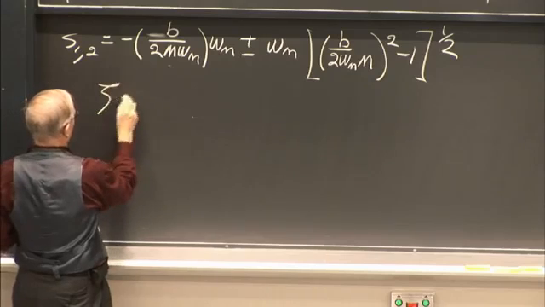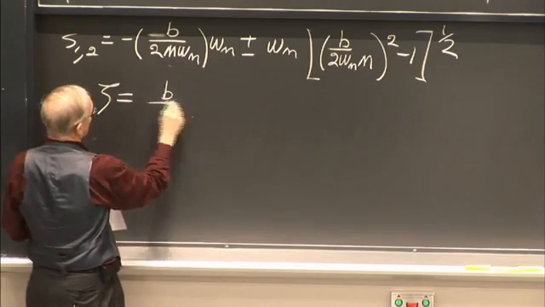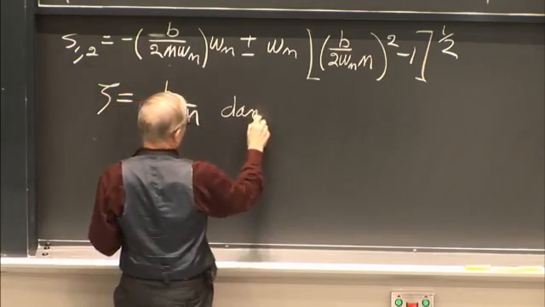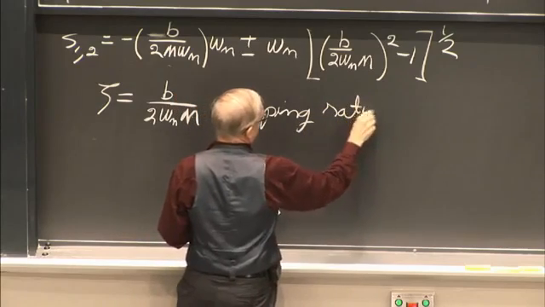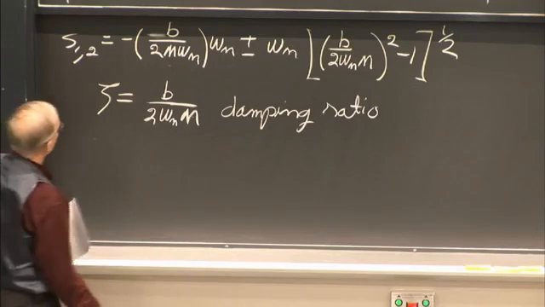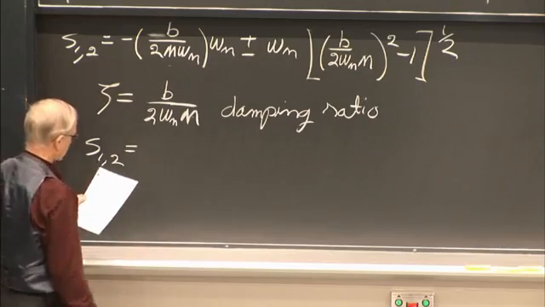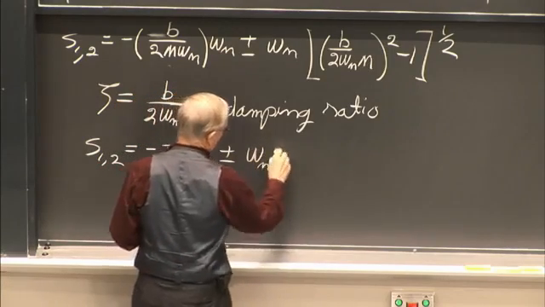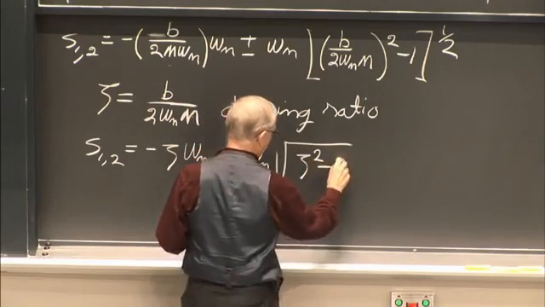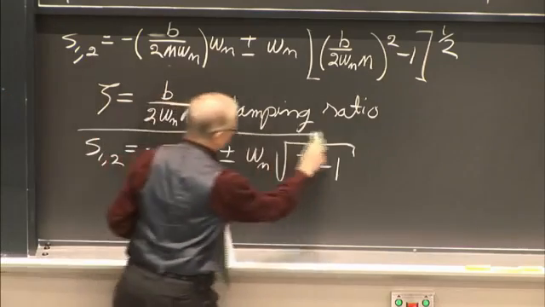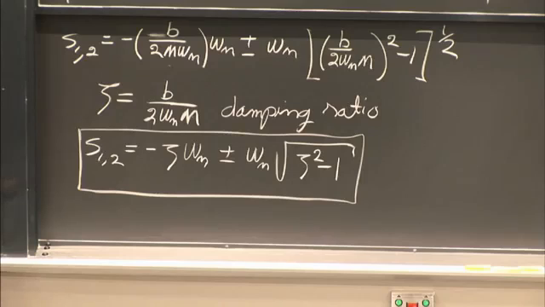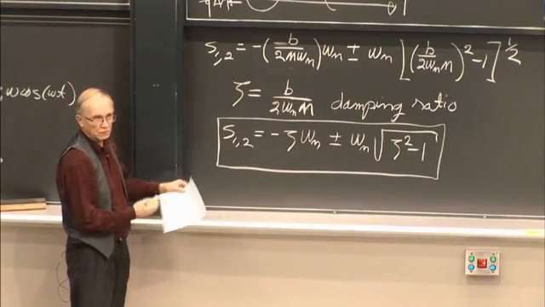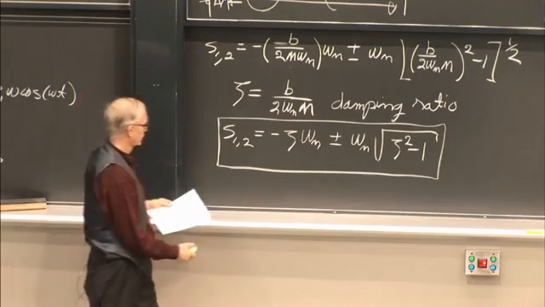I have a name for this term. I use the Greek letter zeta. It's b over 2 omega n m, is the way I remember it in my brain. It's called the damping ratio. And if I say that, then the roots, S1 and 2, look like minus zeta omega n plus or minus omega n times the square root of zeta squared minus 1. And those are the roots that a vibration engineer would use to describe this second order linear differential equation, homogeneous solution. Okay, those are the roots of the equation.